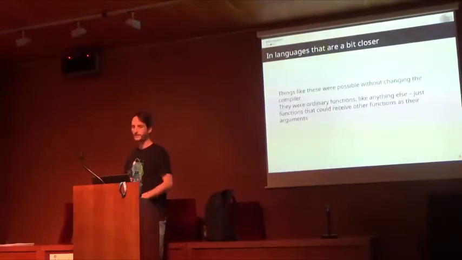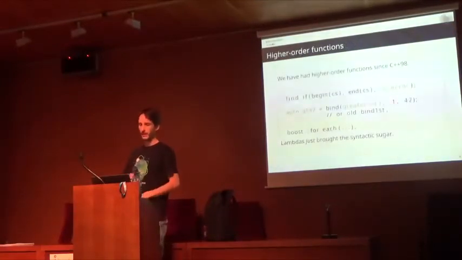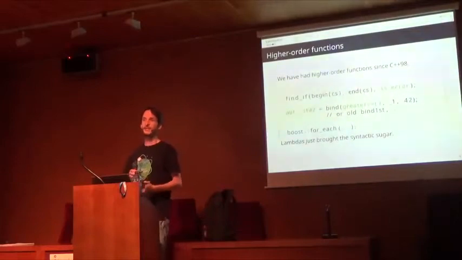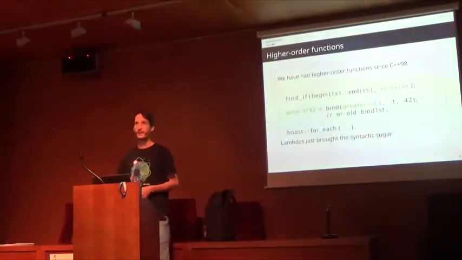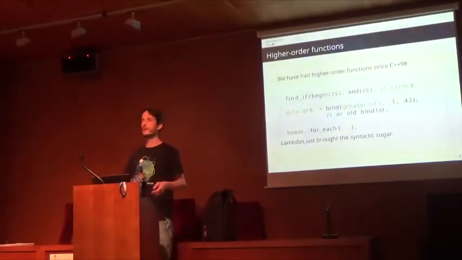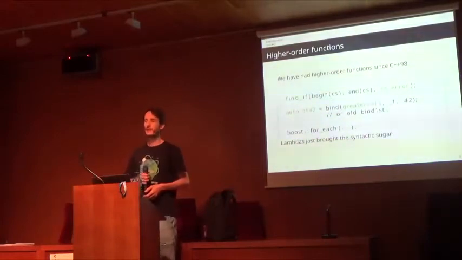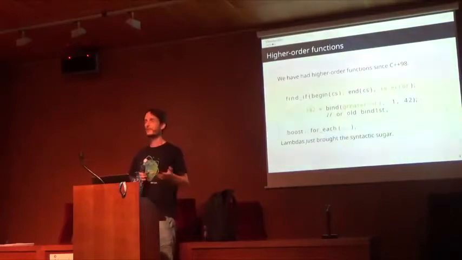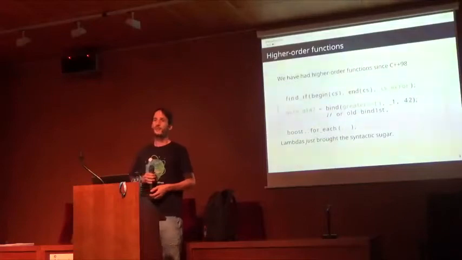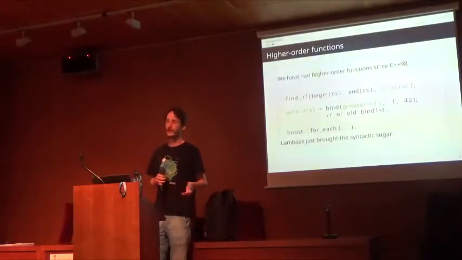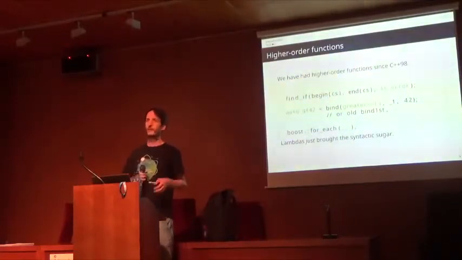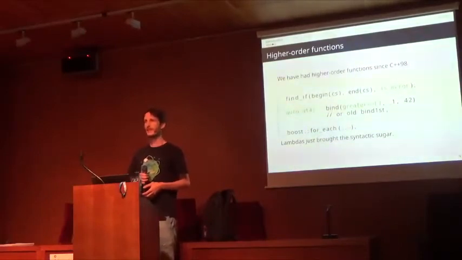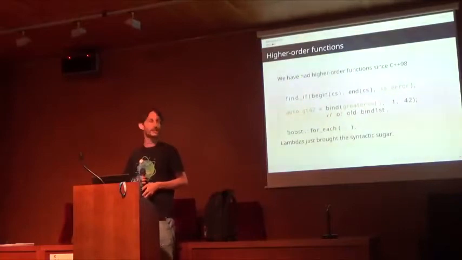In C++, we had higher order functions in some sense. We didn't have lambdas, but we had them since C++ was initially standardized. Since C++98, we had the algorithms. Most of the algorithms accept functions, predicates, or something, and some of them even return new functions, like std::bind. Or, as it was called before C++11, bind1st, bind2nd, or tr1::bind, and similar things.